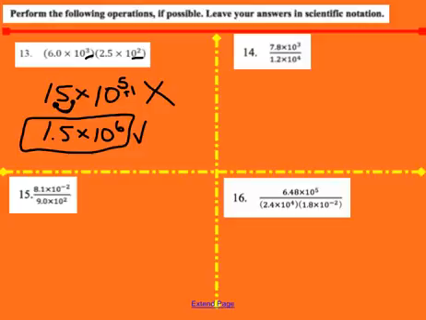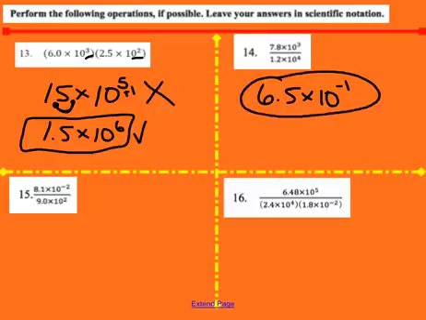Next one, I do 7.8 divided by 1.2 in my calculator. I get 6.5 times 10. Now, 3 minus 4 is going to be to the negative 1. I think I'd leave it. Right, your coefficient is 6.5, times 10 to the negative 1. Now, technically, you could write 0.65, but we're just going to leave it. All right, we're not looking to confuse ourselves.